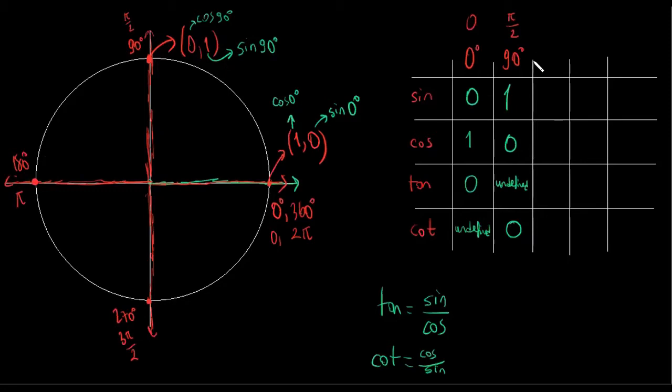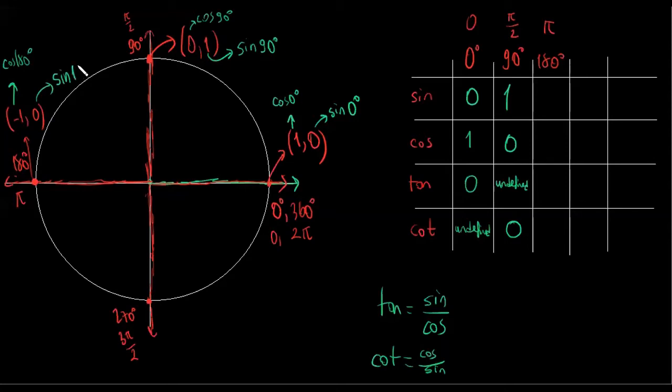We can continue with 180 degrees or pi radians. So let's start with the coordinates of this point. That's right, the x coordinate is -1 and the y coordinate is 0. So what is the x coordinate? The x coordinate of this point is going to be cosine of this angle, cosine of 180 degrees. And what is the y coordinate of this point? It is going to be sine of 180 degrees.